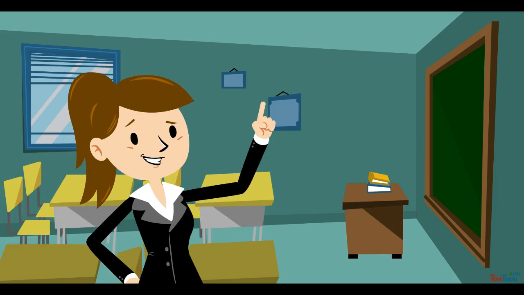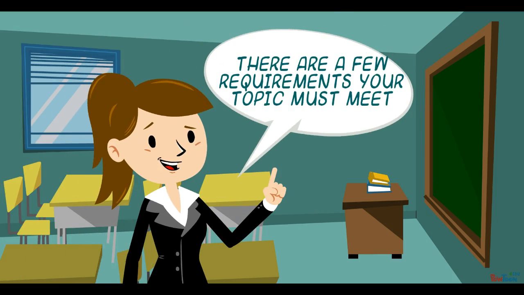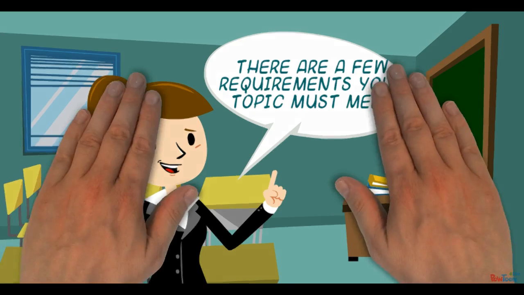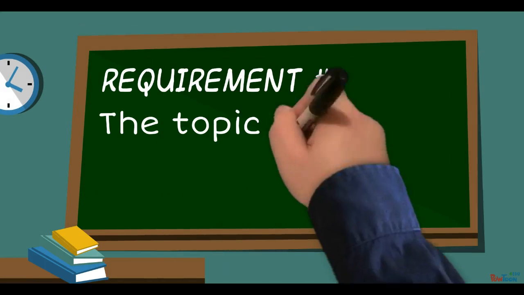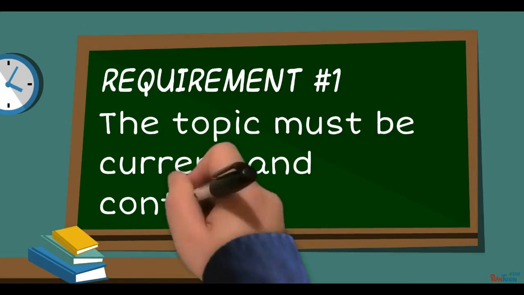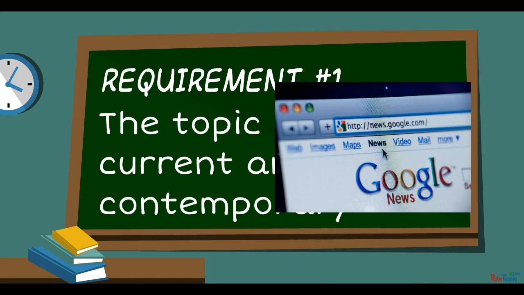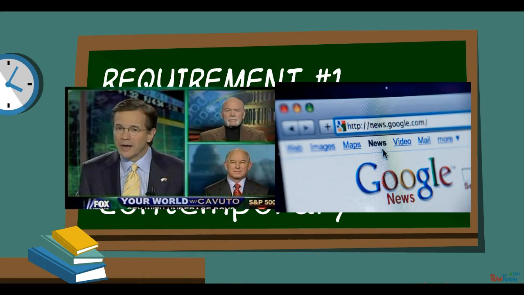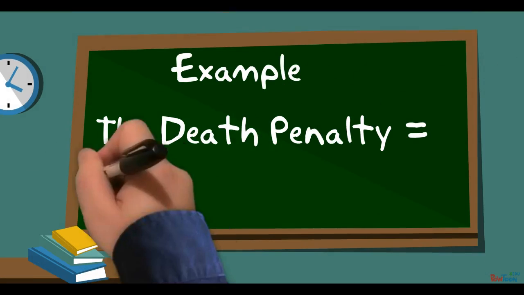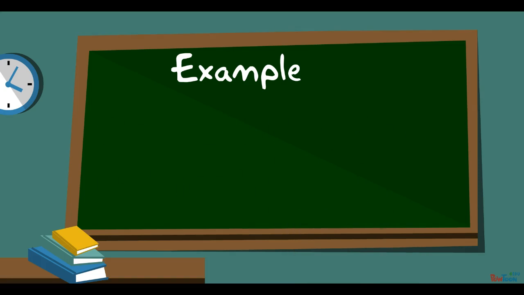So first off, I want you to use your own inspiration, but keep in mind there are a couple of requirements that your topic will have to meet. The first one is the topic needs to be current and or contemporary. So by that, I mean you need to start looking around in the news, see what's going on. So an example of how you can utilize this is the death penalty as a topic is horrible. It's been done to death.